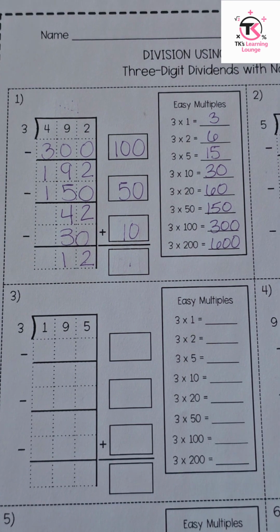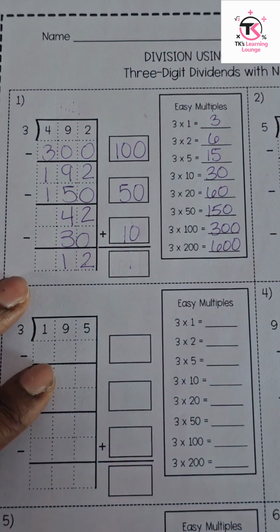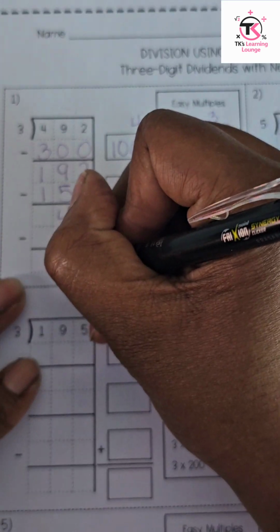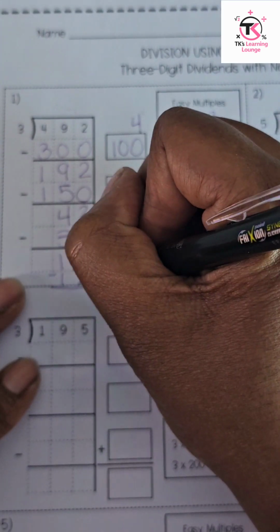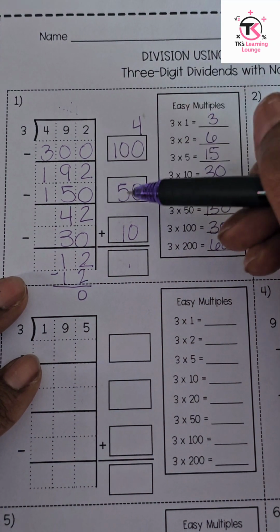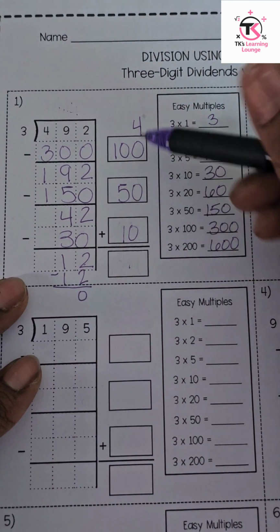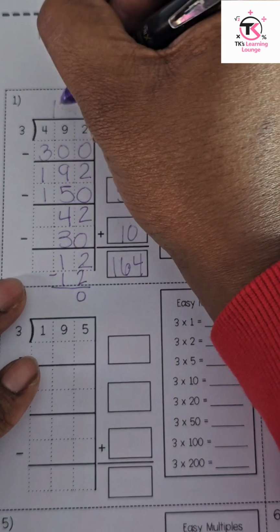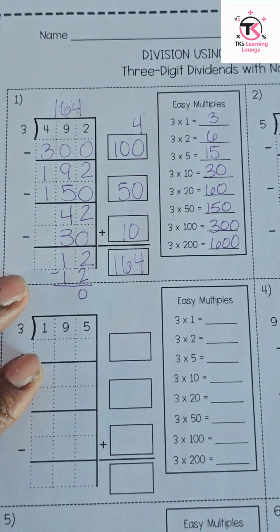I do know that with my multiples of 3, 3 times 4 is 12. So I'm just going to take a 4 and I'm going to add it up top. I'm going to write down 12. I'm going to subtract. Now I'm left with 0. So now I'm going to add up the 100, 50, 10, which is 160, plus 4. And I still get the same answer of 164.